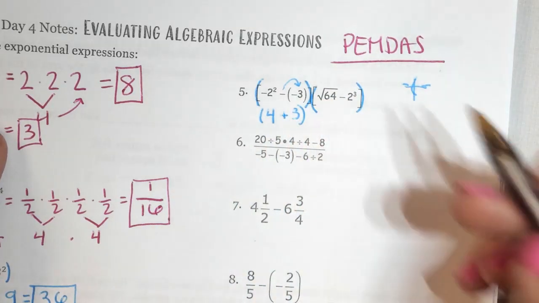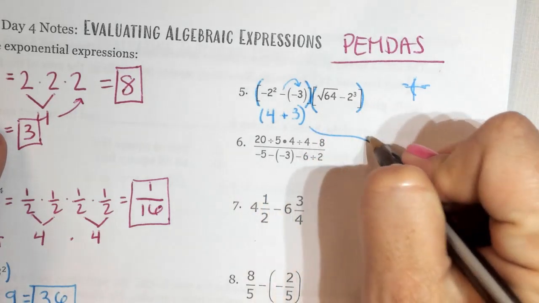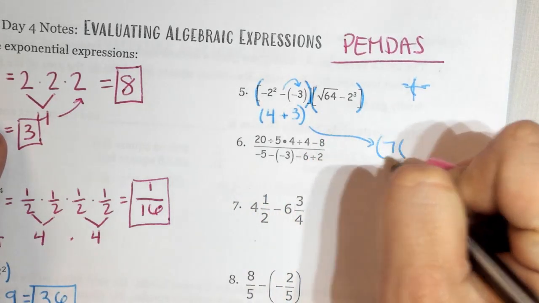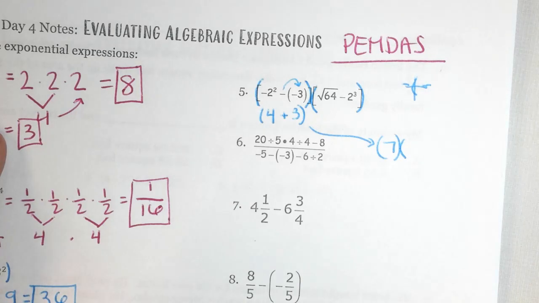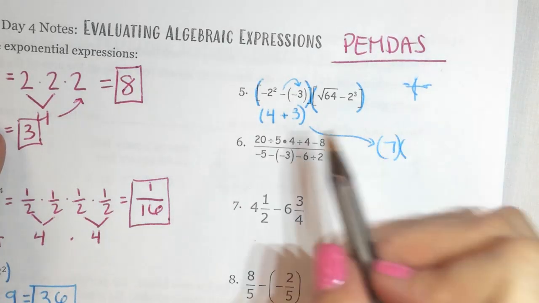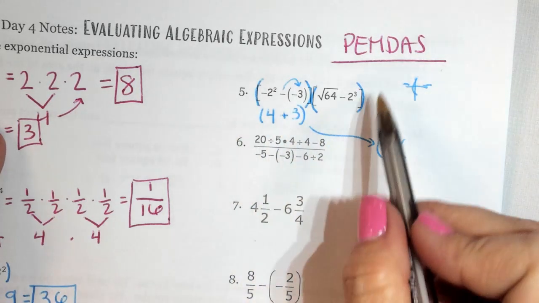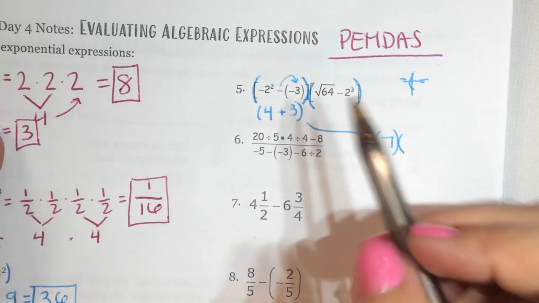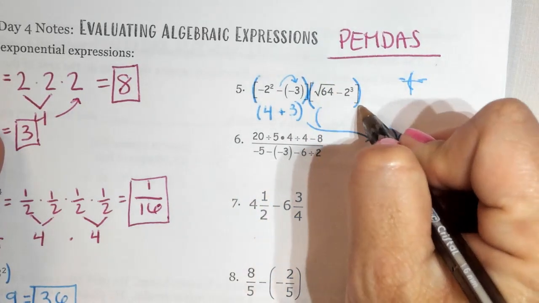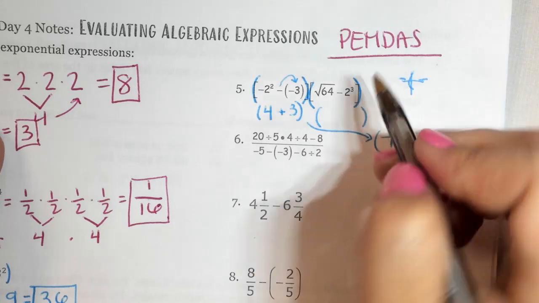What's 4 plus 3? 7. So I'm going to bring that over here. And now that parentheses simplified, I have to simplify the other side. Now, what do you think we do first on this side? Is it squared or cubed?